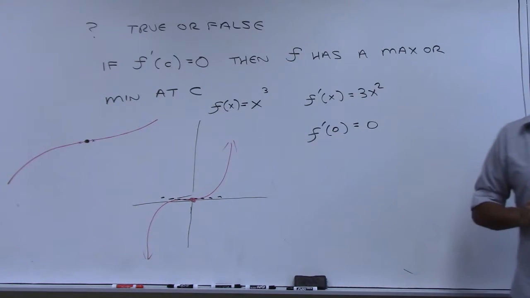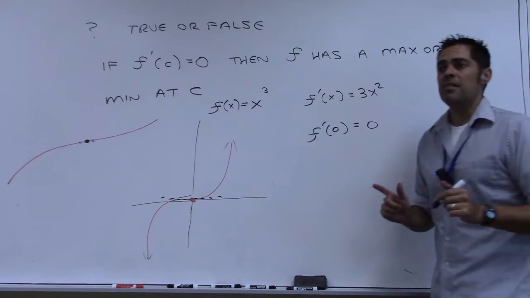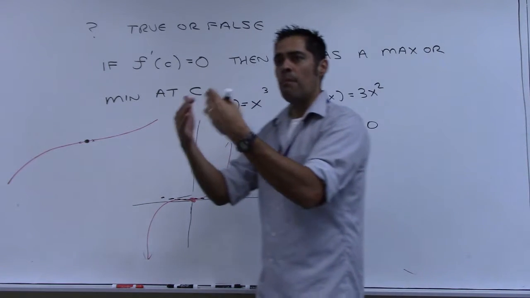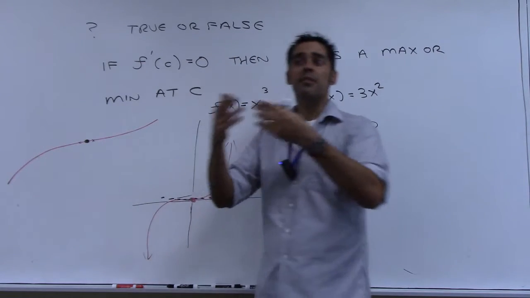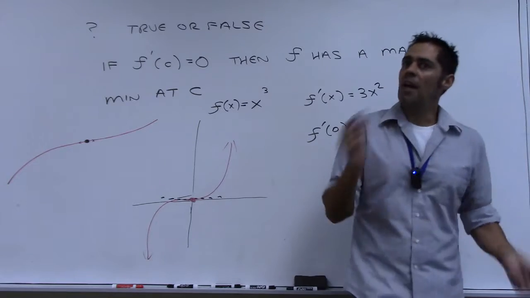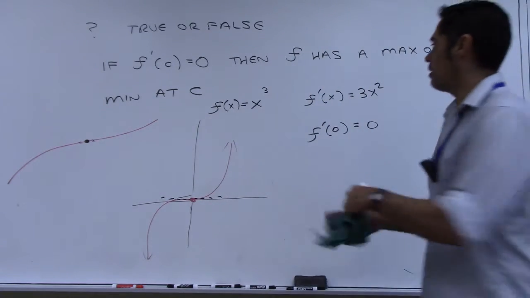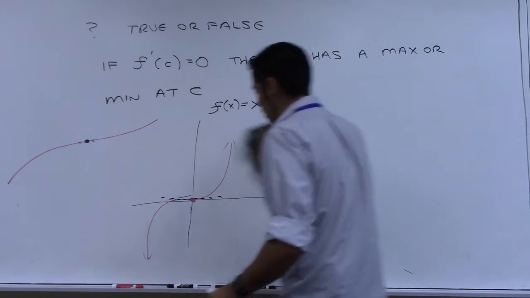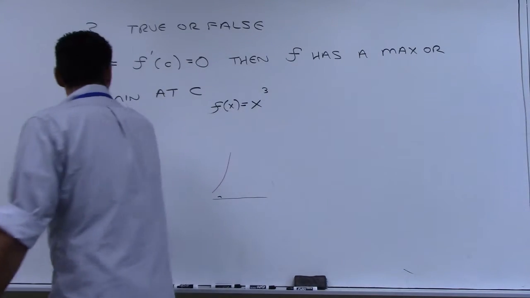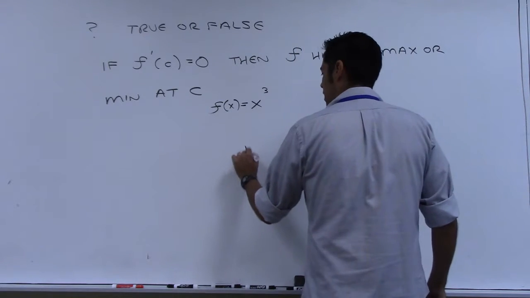So that's why theorems are very important the way they're written. What Fermat says is if you have a local maximum or minimum and the derivative exists, it must be 0. Not the other way around. This is a logic thing, and this is important, especially for your computer science and math majors. Logic, order of things.